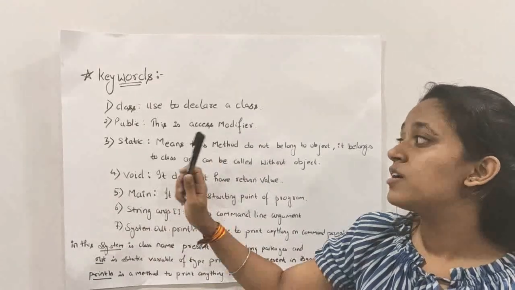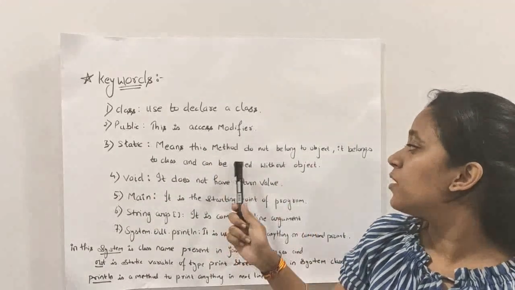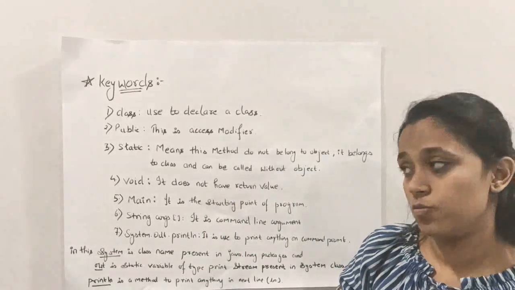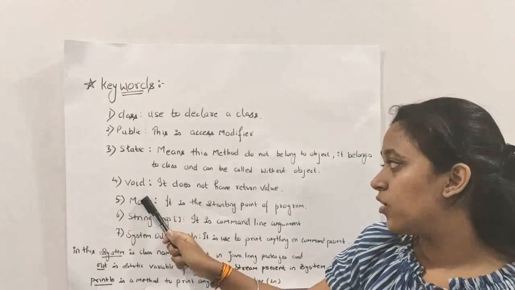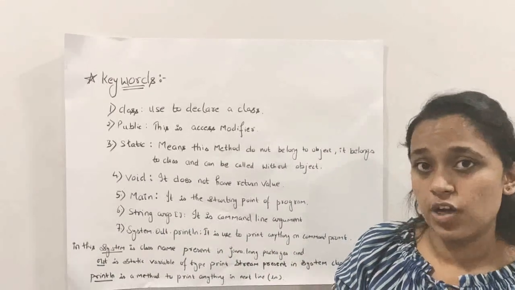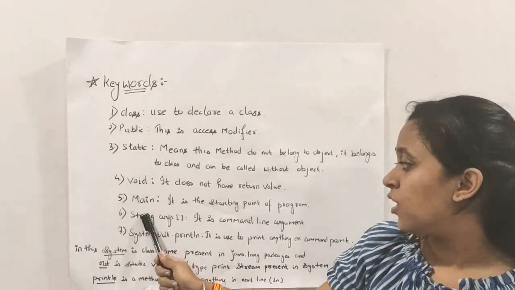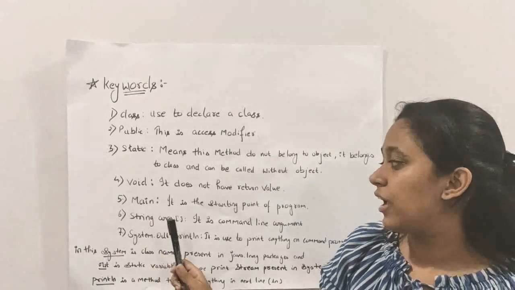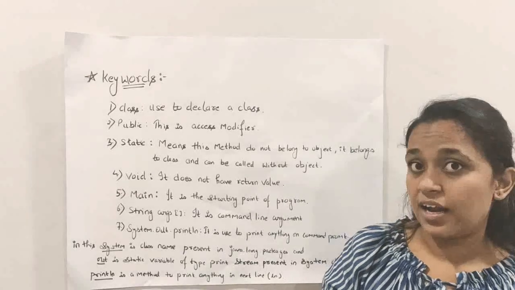Our third keyword is static. It means this method does not belong to an object. It belongs to the class and can be called without an object. Our fourth keyword is void. It does not have any return value. Our fifth keyword is main. It is the starting point of the program. Our sixth keyword is String args. It is the command line argument.